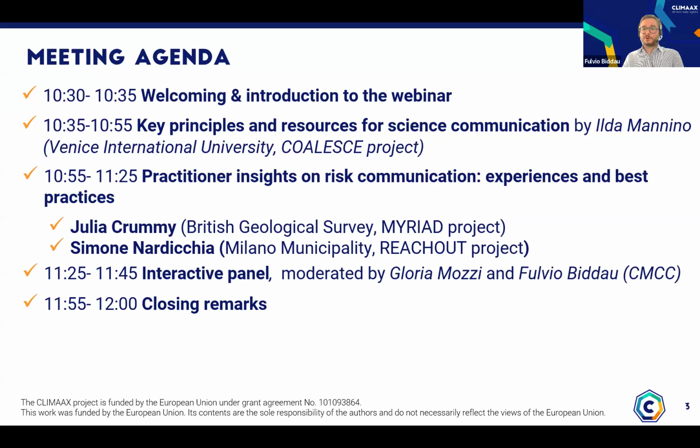And next, we'll hear from two practitioners who will share their insights, experiences, and best practices for climate risk communication. Julia Crammy from the British Geological Survey, introducing us to the storylines approach that is used in the Myriad project for unpacking the complexity of multi-risk events. And then we will have Simone Nardichia from the Municipality of Milan, introducing us to the climate stories and heatwave risk maps that are used to communicate heatwave risk, drawing from the experience in the Reach Out project.